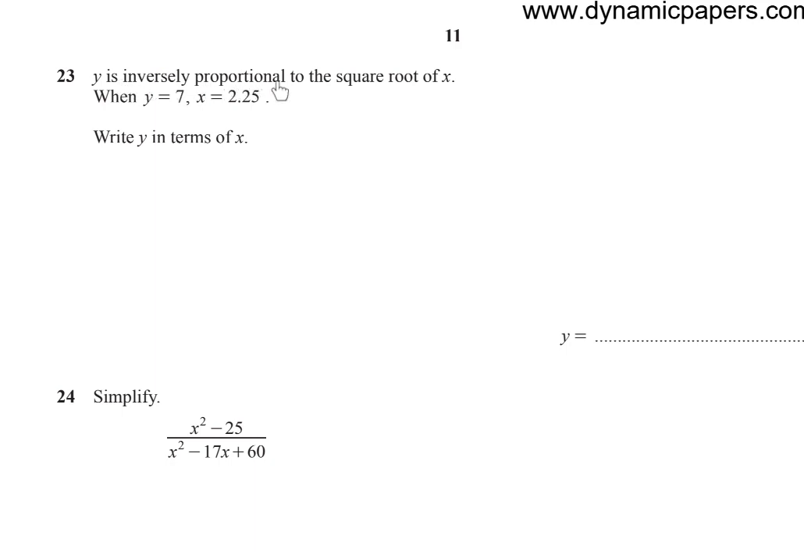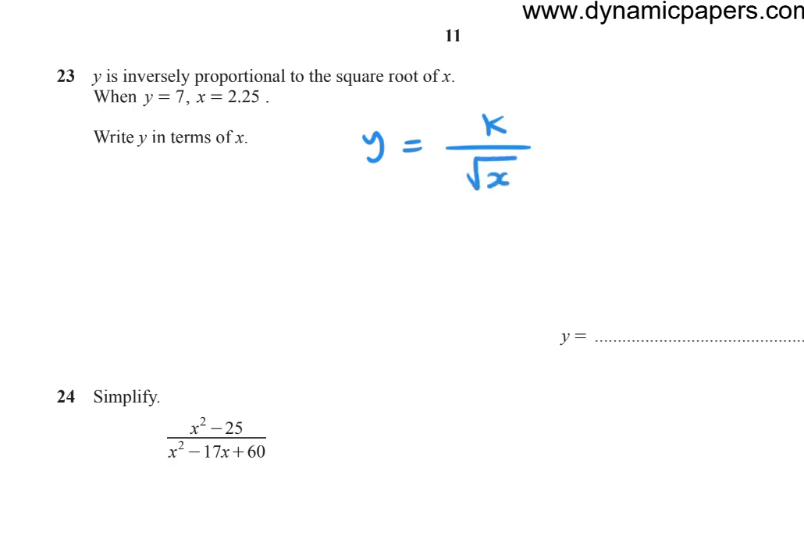23. y is inversely proportional to the square root of x. y equals 7 and x equals 2.25. Write y in terms of x. y is inversely proportional, so y equals k over the square root of x.